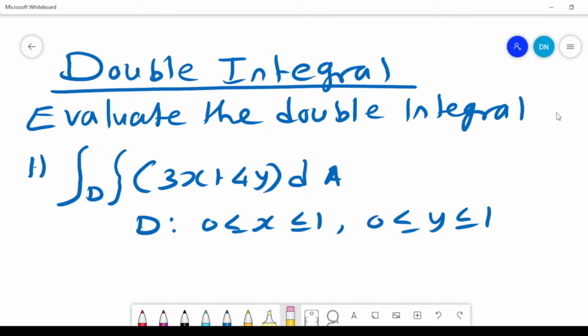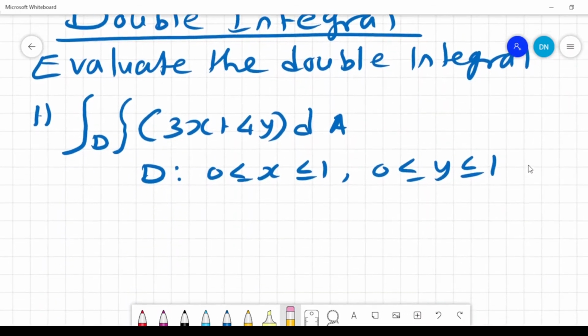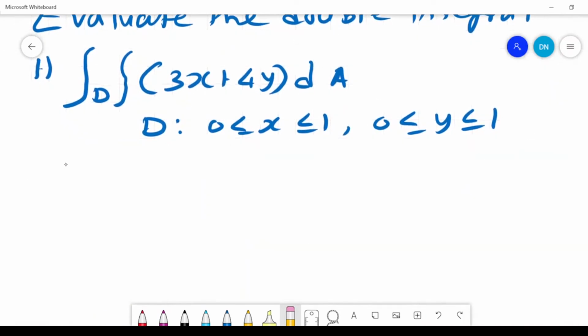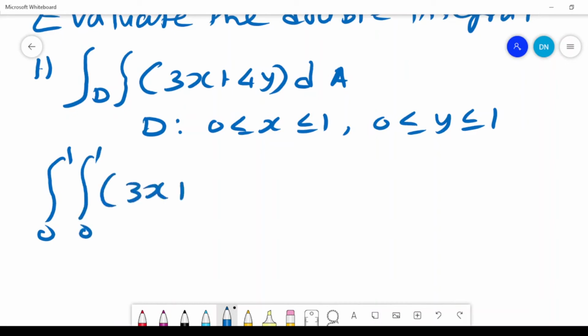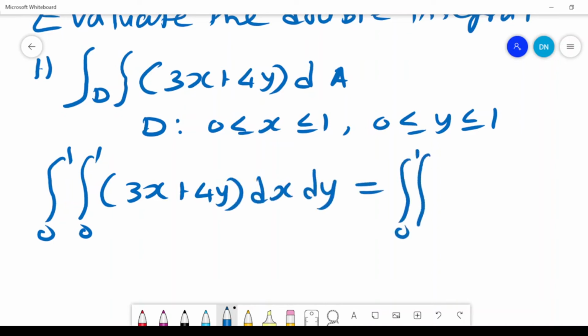Evaluate the double integral, and we want to evaluate 3x plus 4y, where x and y lie between 0 and 1. So if I want to, I can either write it in this form, or I can also write it in this form. Fortunately, x and y are symmetrical, so that makes it easier for me.